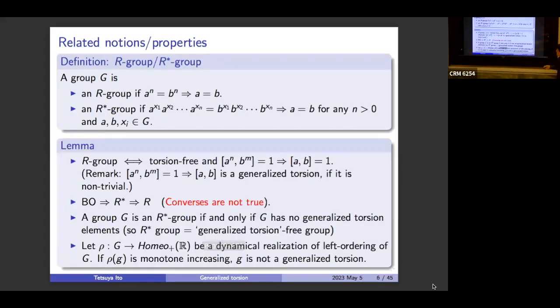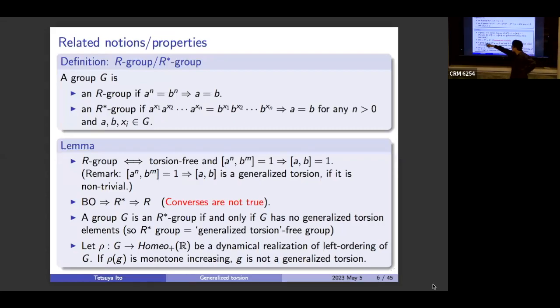Why are these properties related? Because first, an R-group can be understood as torsion free with some kind of high power commutativity. Power commute means that if powers commute, then the original elements commute. And this property is important because if a power and b power commute, then the commutator of a and b is always a generalized torsion element if it is non-trivial. So an R-star group has no generalized torsion.